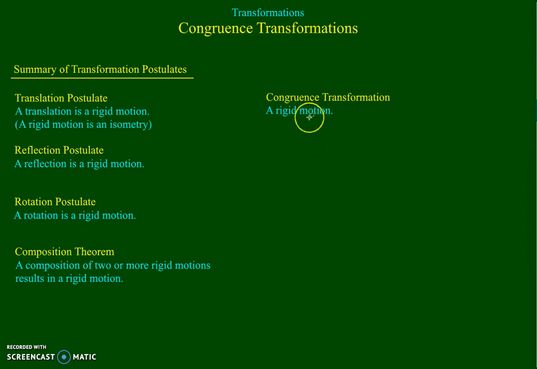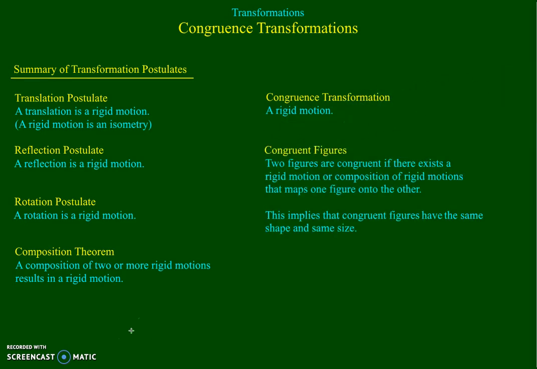Now that brings us to the idea of what are congruent figures. We've looked at segment congruence and things of that nature. Jumping to the formal definition of congruent figures, two figures are congruent if there exists a rigid motion or composition of rigid motions that maps one figure onto the other. The implication here is that congruent figures have the same shape and the same size. So that's congruent figures.